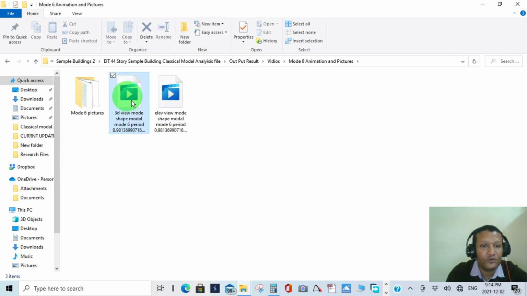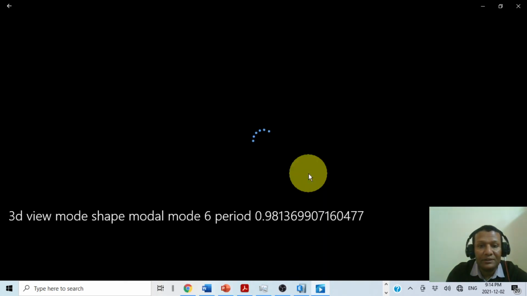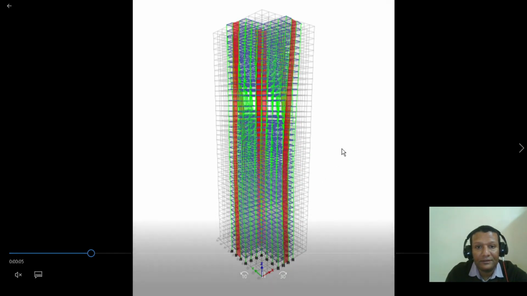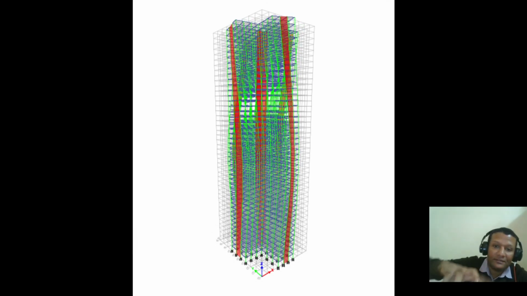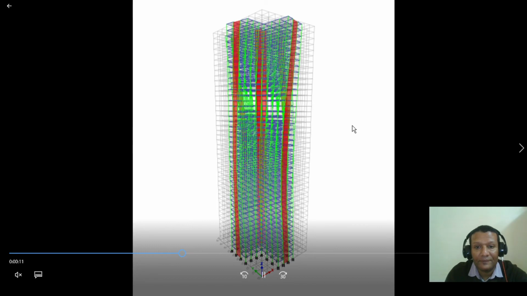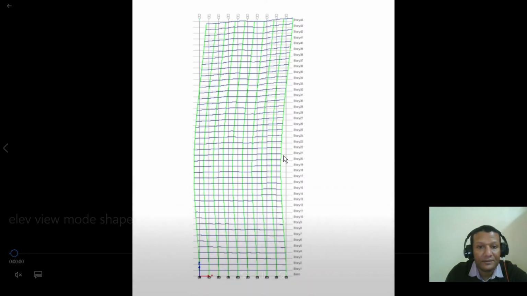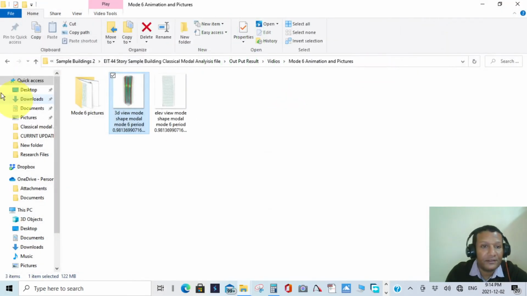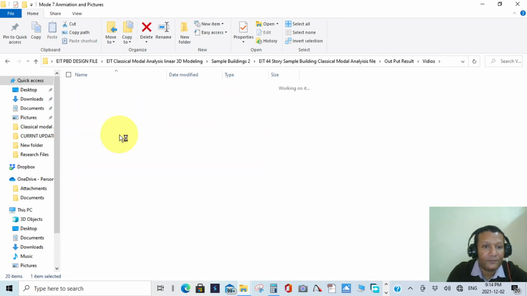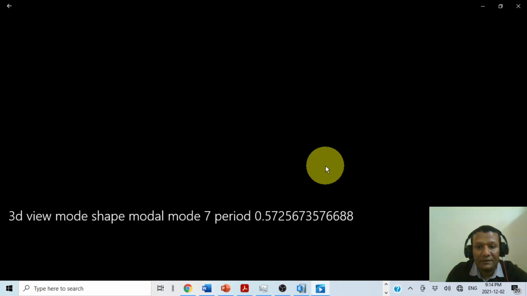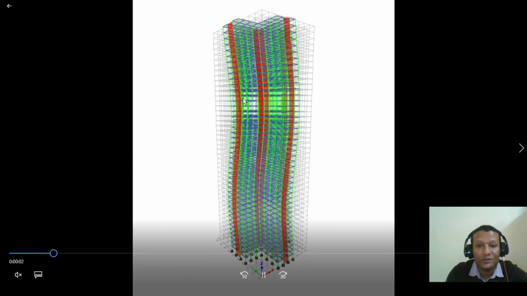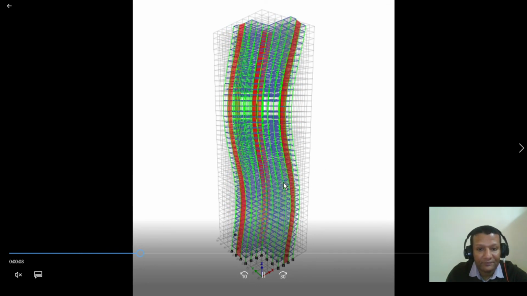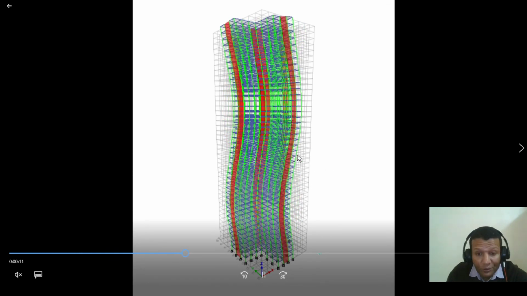Six, we have torsional, the second mode in torsional. So it will rotate. We can see here it is rotating. Then let's go to the 7th mode. This is the third mode. It will cross 2 times. This is the third mode in the X direction.